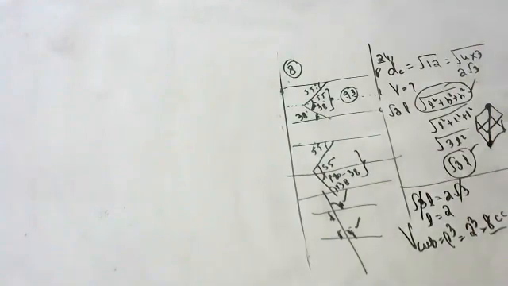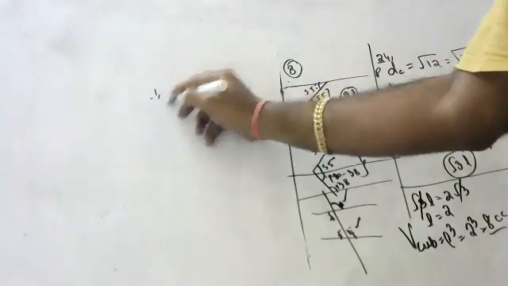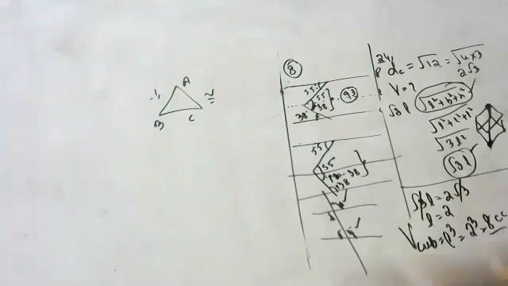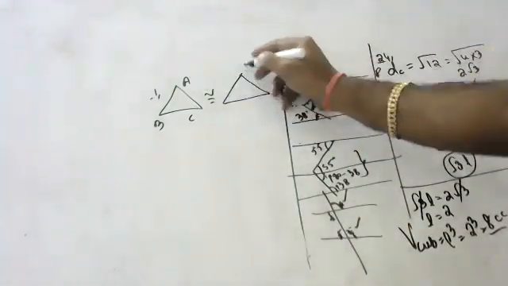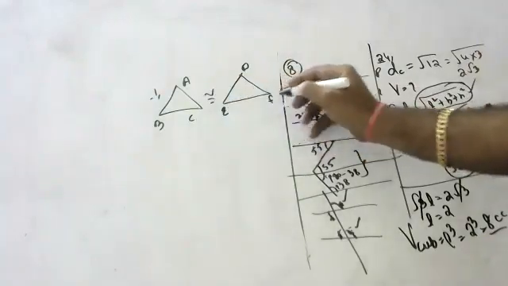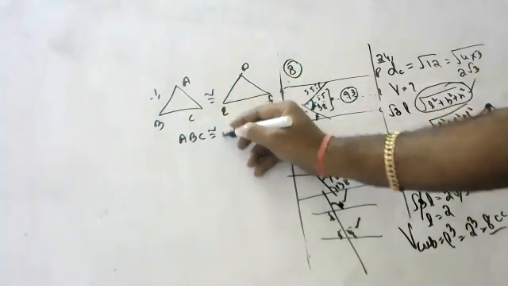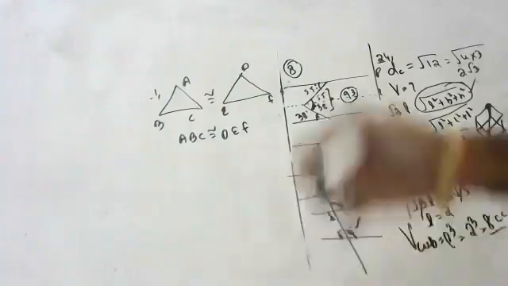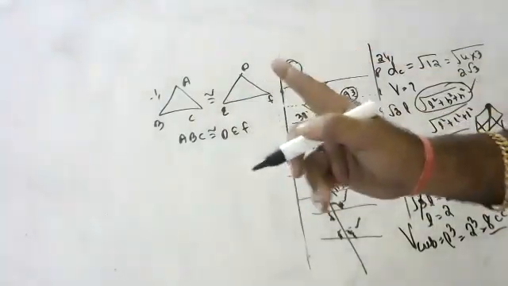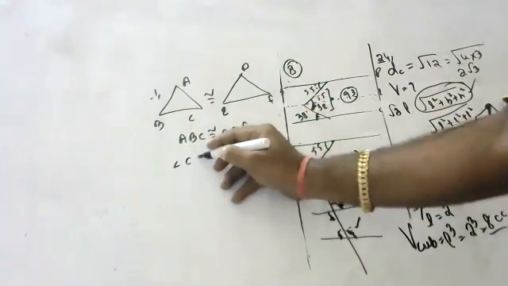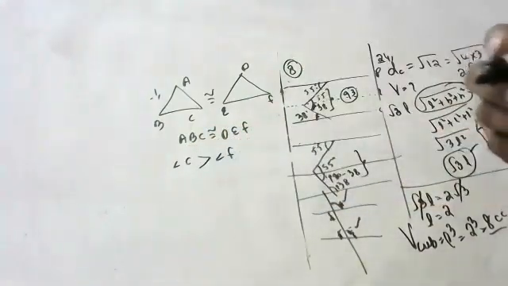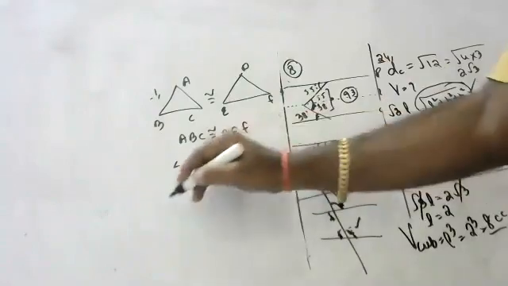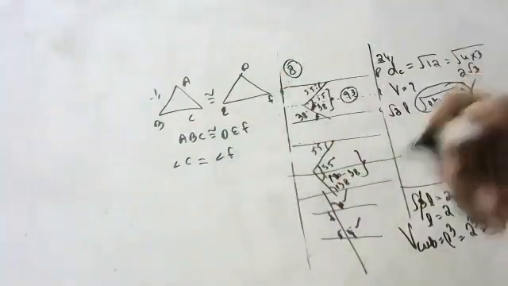So he's saying, children, in triangles, ABC is congruent to DEF. He is saying A is congruent to D, B is congruent to E, C is congruent to F, only by SSS. Then, what do you mean? Children, first, I will say true or false, you tell. Angle C will be greater than angle F. True or false, children? False. Why false? They should be equal.